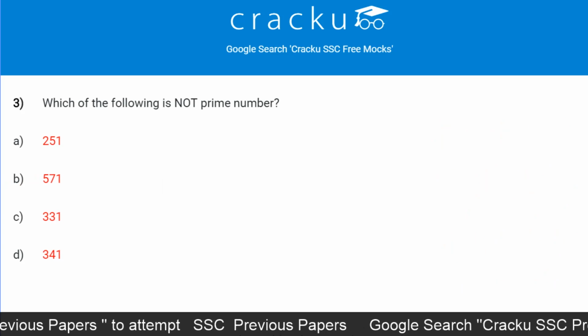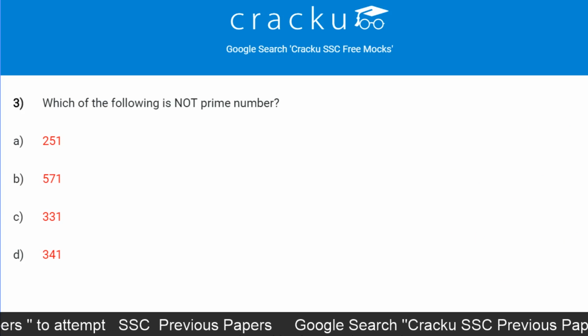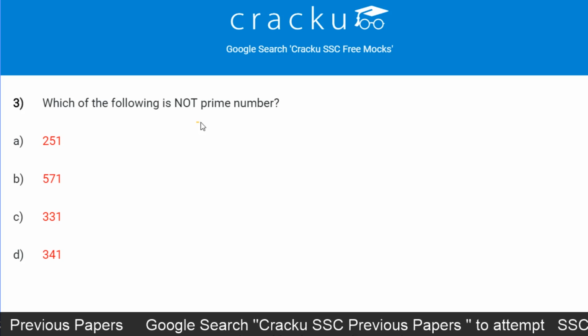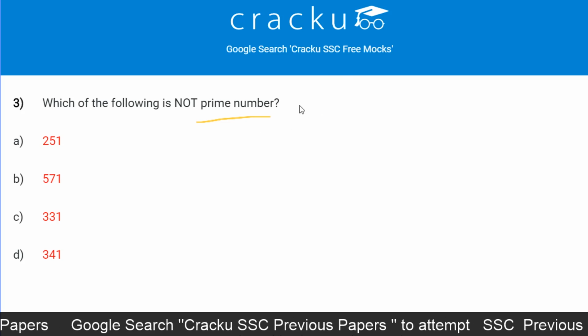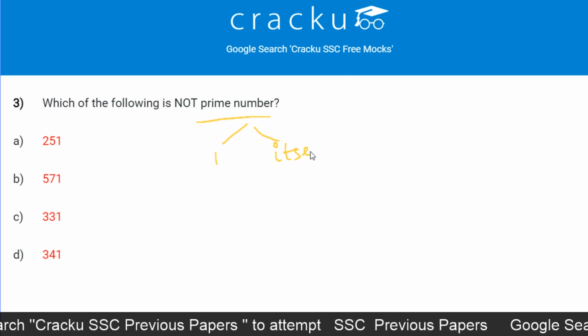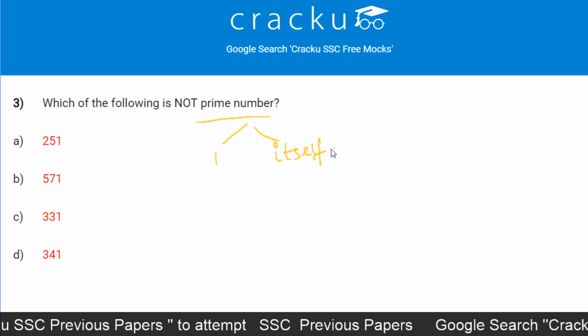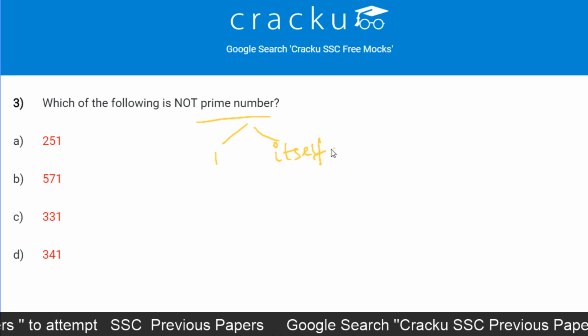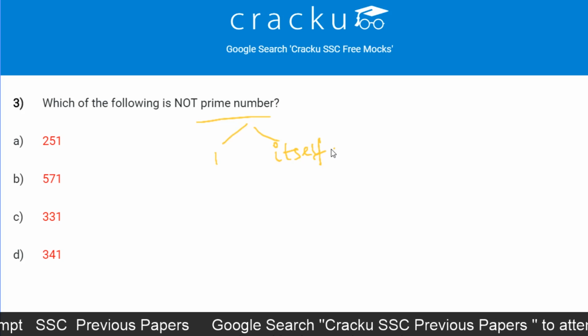Which of the following is not a prime number? So tell me, what is the definition of a prime number? A prime number is a number which has only 2 factors, that is 1 and itself. So of these 4 options, we have to find which number is not a prime number.